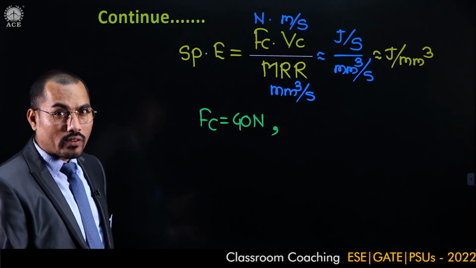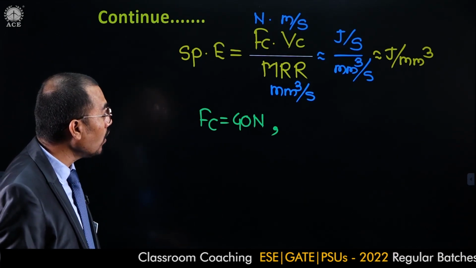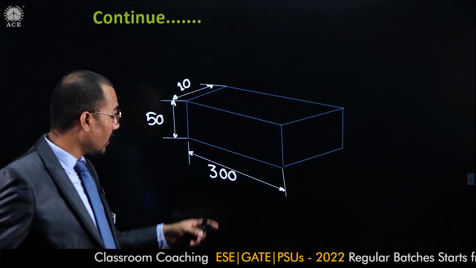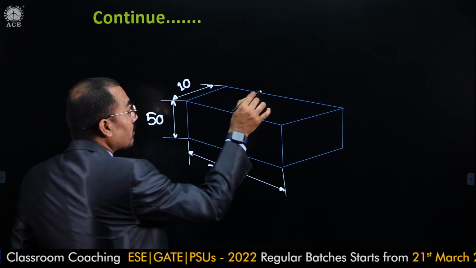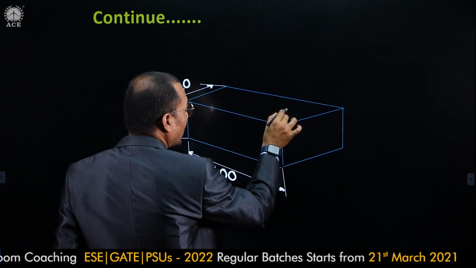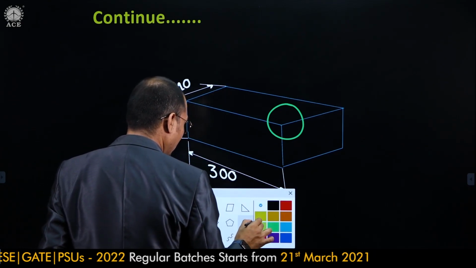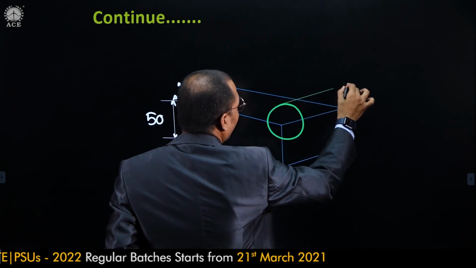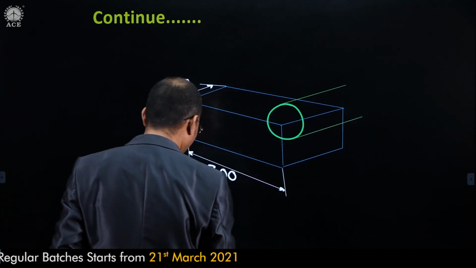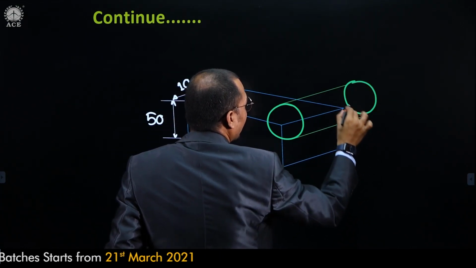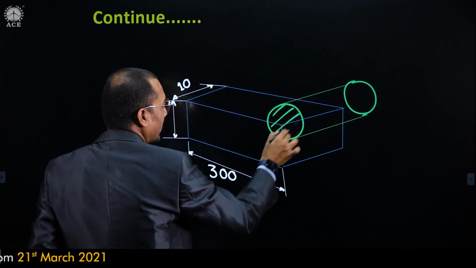Whenever I say force, the force is applied by the grinding wheel onto the workpiece. And how? If this is the metallic plate of dimensions length 300 millimeter, thickness 50, width 10, what will happen? There will be a grinding wheel. This is a circular grinding wheel. The grinding wheel would be there like this, right? You can understand that, right?